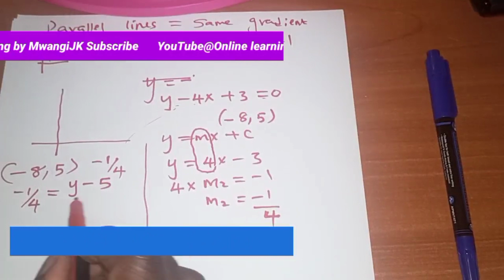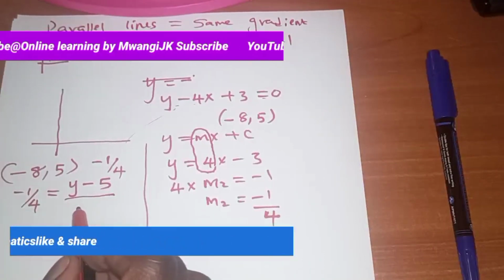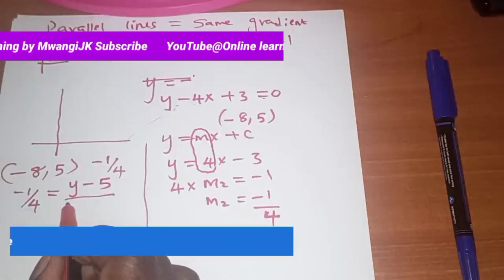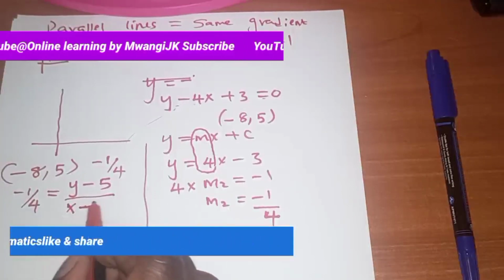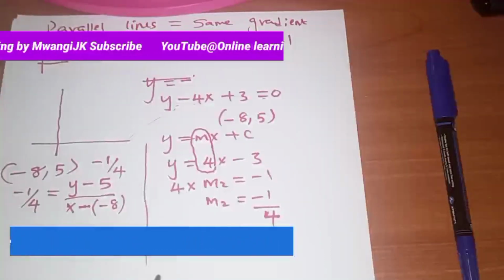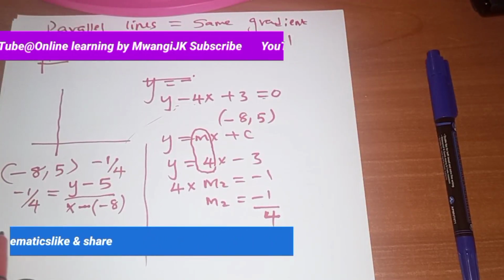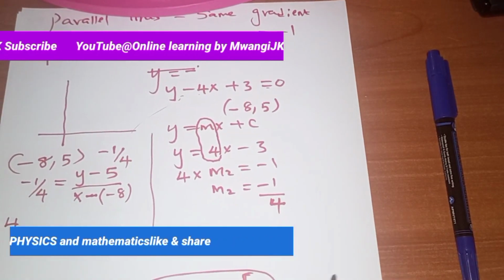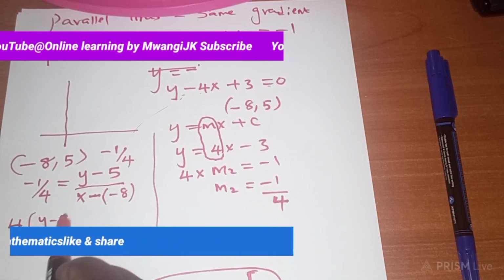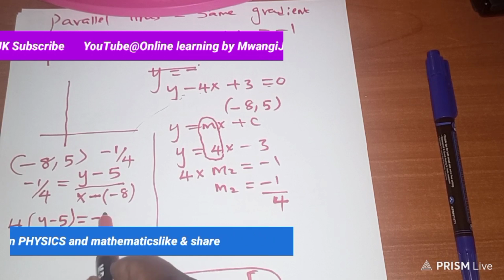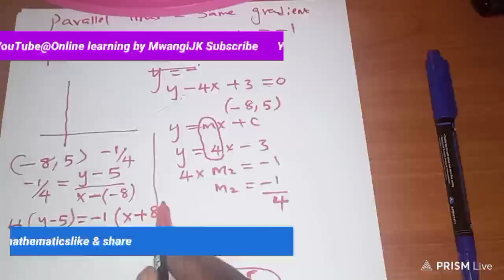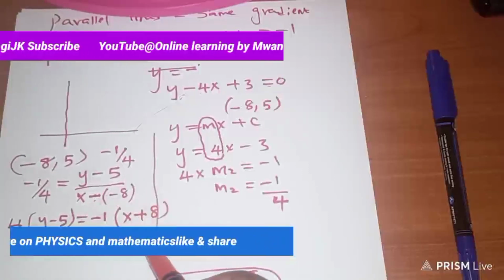divided by x minus -8. Cross multiplying, we have 4 into y minus 5 is equals to -1 into x plus 8, because minus minus is plus.